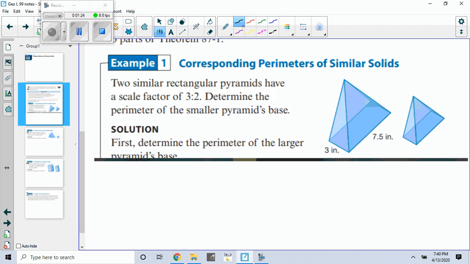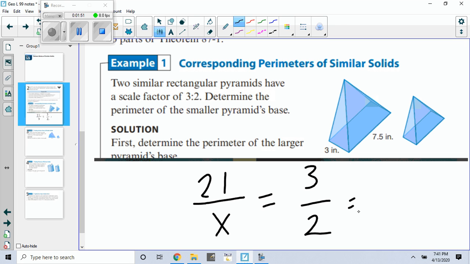So let's find the perimeter of the larger, which would be 10.5. So it would be 21 over, and we don't know the perimeter of the smaller pyramid's base. And then the ratio is just going to be 3 to 2. So you use the bow tie method, and when you do that, you would figure out the perimeter of the smaller base would be 14 inches. You can go ahead and figure out each side length using the scale factor, but you really don't have to.